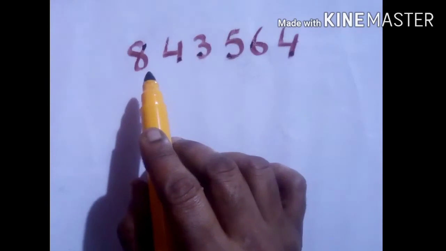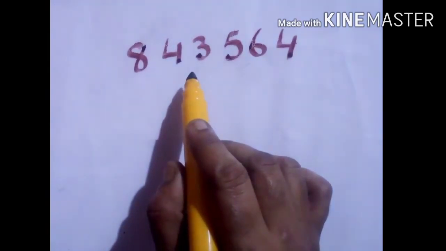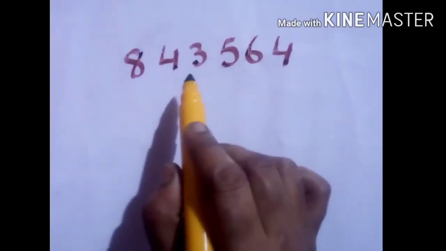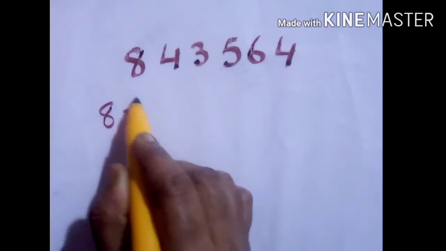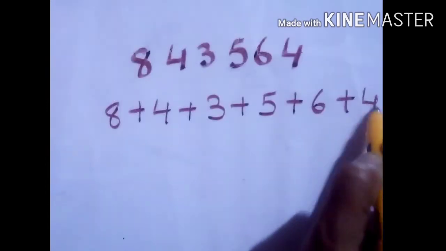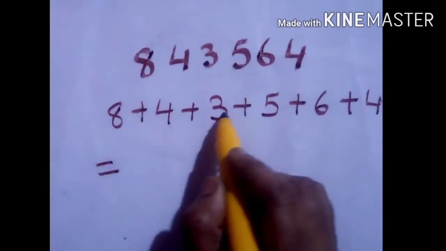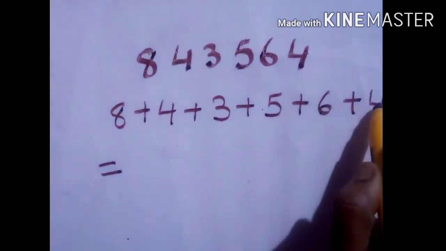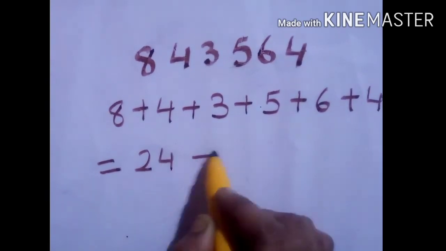You have already learned the divisibility by 3. What is the rule? A number is divisible by 3 if the sum of the digits is divisible by 3. Let us check that: 8 plus 4 plus 3 plus 5 plus 6 plus 4. 8 plus 4 is 12, 12 plus 3 is 15, 15 plus 5 is 20, 20 plus 6 is 26, 26 plus 4 is 30, which is divisible by 3.